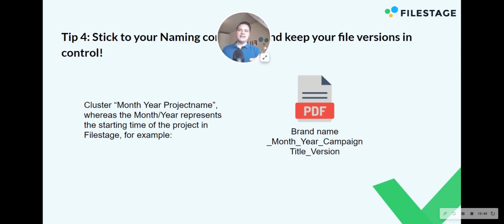So what you can see on the slide here is an example of some of our customers that have started to implement a naming convention policy. So every file that gets created has a proper naming convention. In this case, it's having a brand name, the month, the year, the actual campaign title and the version. It's short, it's easy to understand, and something that can be implemented immediately after this webinar for you as well.